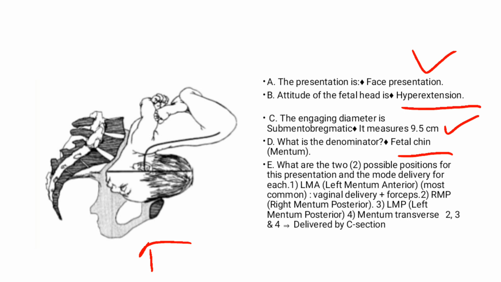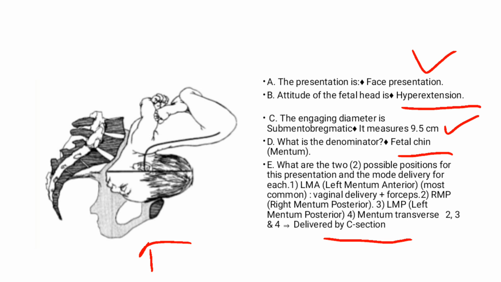Then we can have a right mentum anterior. We can have a right mentum posterior. We can have a left mentum posterior. We can have a mentum transverse. So for 2, 3, and 4, meaning the right mentum posterior, the left mentum posterior, and the mentum transverse, should be delivered by C-section.